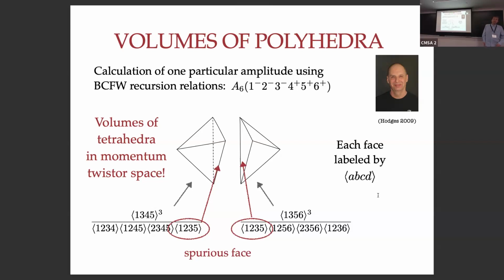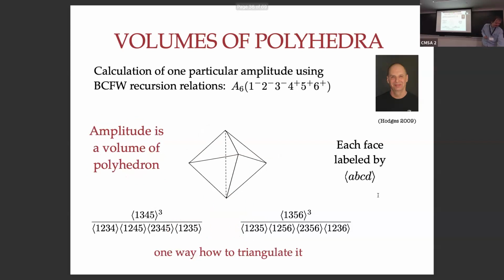And it corresponds to a spurious pole in these expressions that he calculated. So there is one term which is shared between two of them, and in the geometric picture it corresponds to this internal face which cancels. So this recursion relation formula is then interpreted as a particular triangulation of the polyhedron in terms of two tetrahedra, and the amplitude is a volume of this polyhedron.